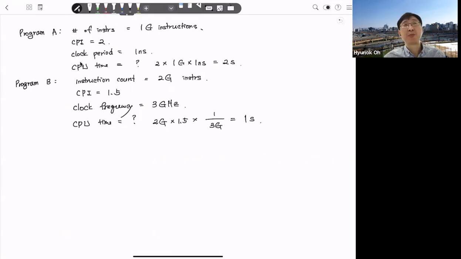So that's all. For the CPU time, we just have to measure how many instructions are executed and per instruction, how many cycles we need. And then if we know the clock frequency, then we can measure the CPU time. Okay.